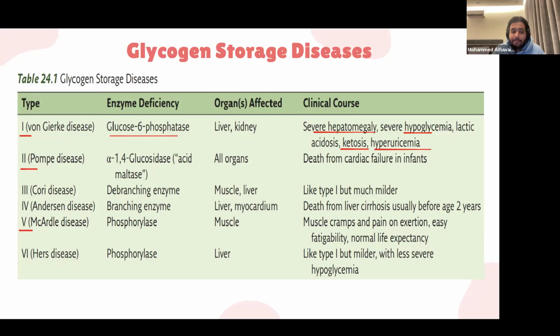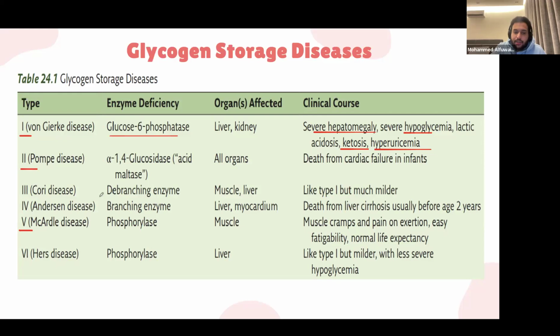The other one is Pompe's disease. Pompe's disease is a defect in alpha-1,4 glucosidase or acid maltase. These patients, the most important thing to remember about them is cardiac. Okay, they will die due to cardiac failure. So in the question, if you see a patient with cardiac disease, cardiac failure, put Pompe. Which enzyme? Alpha-1,4 glucosidase. Okay.